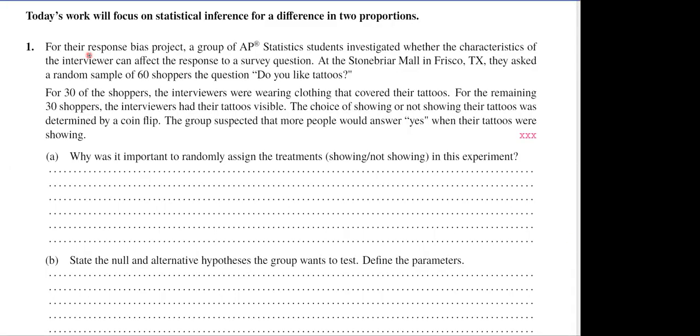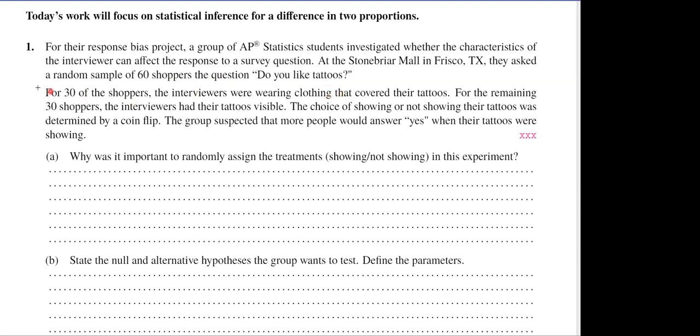So our setup for this problem is for the response bias project, a group of AP Stat students investigate whether the characteristics of the interviewer can affect the response to a survey question. All right. And so they go to the Stonebriar Mall in Frisco, Texas, and they ask a random sample of 60 shoppers the question, do you like tattoos?